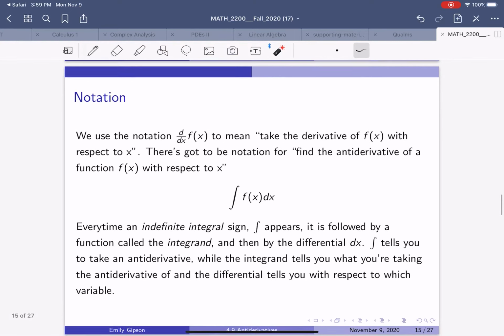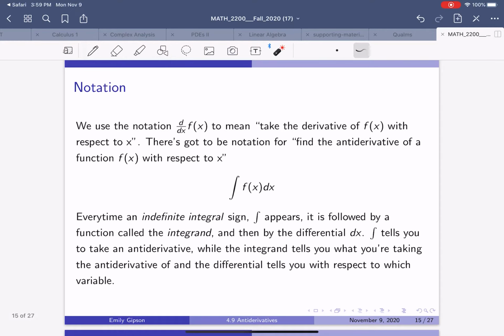So now let's talk about notation. We use the notation d dx f of x to mean take the derivative of f of x with respect to x. So there has to be a notation for find the antiderivative of a function f of x with respect to x. And indeed, it's this little stretched out s looking guy, and it's called an indefinite integral sign. Every time an indefinite integral sign, this little squirrely s, appears, it's followed by a function called the integrand. So f of x is the integrand. And then by the differential dx.